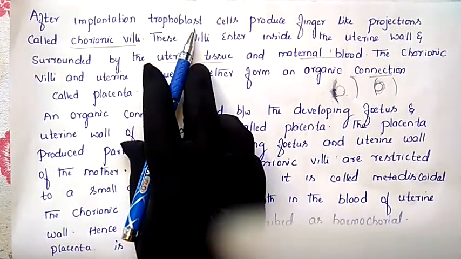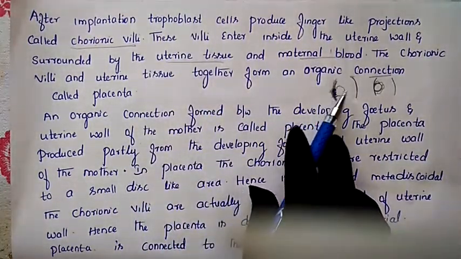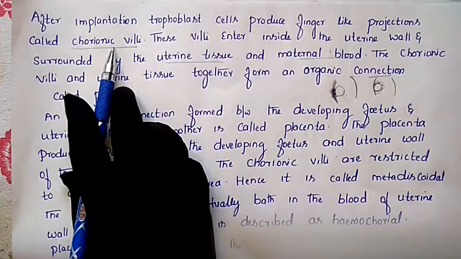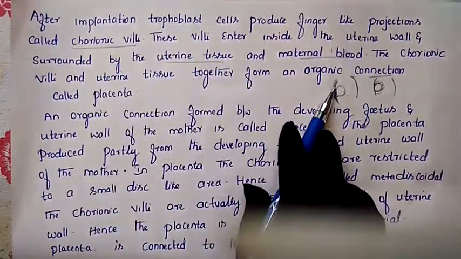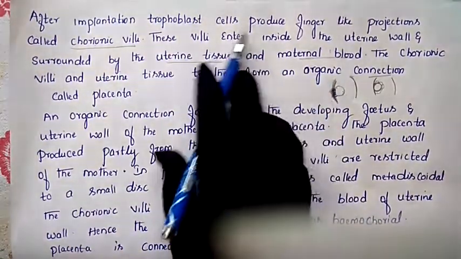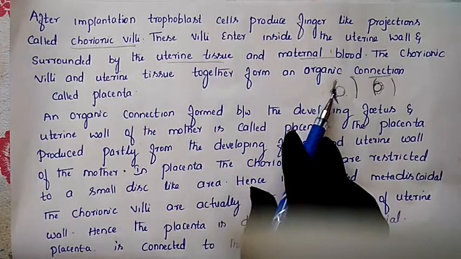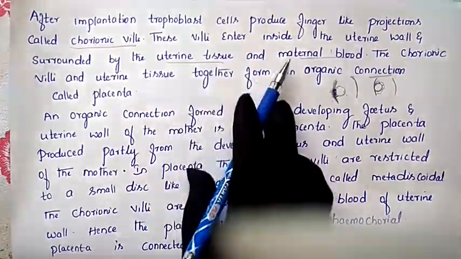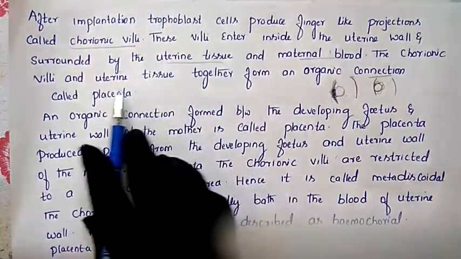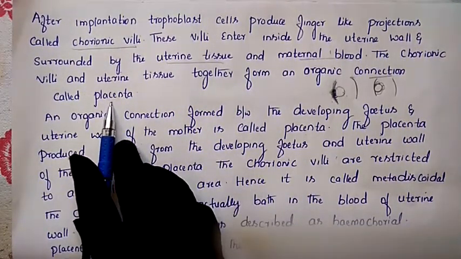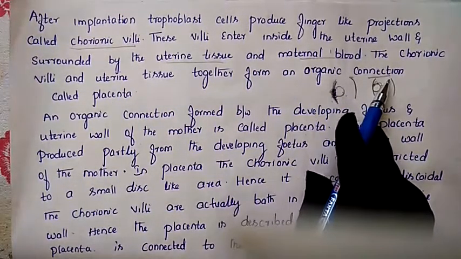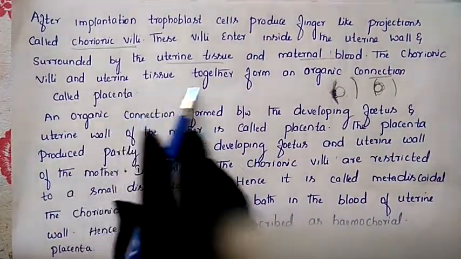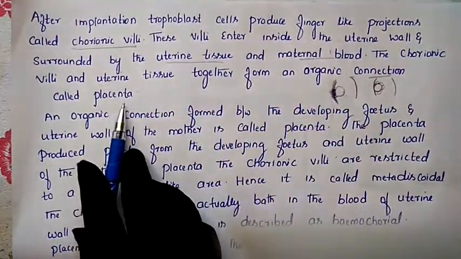So chorionic villi are formed by the trophoblast cells of the blastocyst. These chorionic villi enter the uterine tissue and maternal blood, forming an organic connection called the placenta. So what is a placenta? The chorionic villi and uterine tissues together form an organic connection called the placenta.